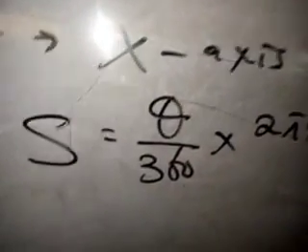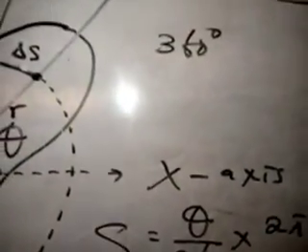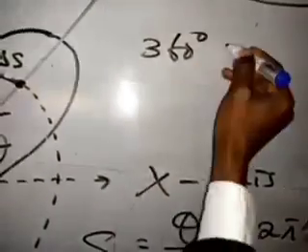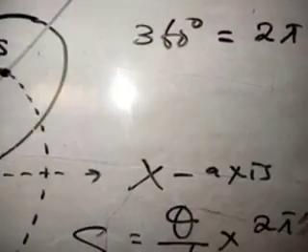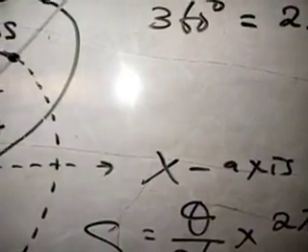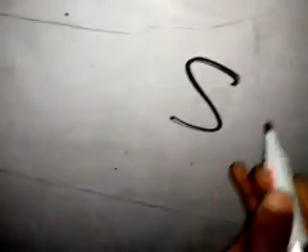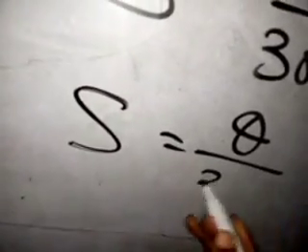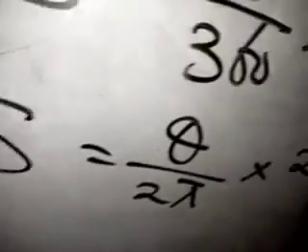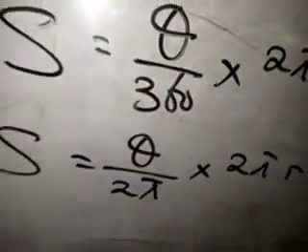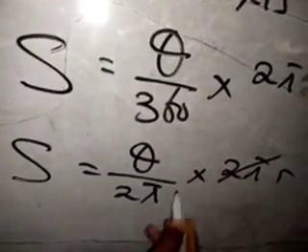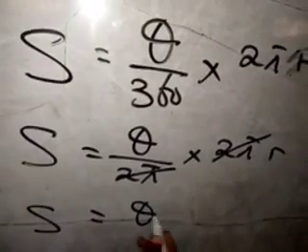Remember that when you want to convert angles from degrees to radians, 360 degrees is always equal to 2 pi radians. That is, one revolution is equal to 360 degrees, which is equal to 2 pi radians. So this simply means that our displacement is equal to theta over 2 pi times 2 pi r, and you can cancel the 2 pi. Therefore, the displacement x will simply be equal to theta r.